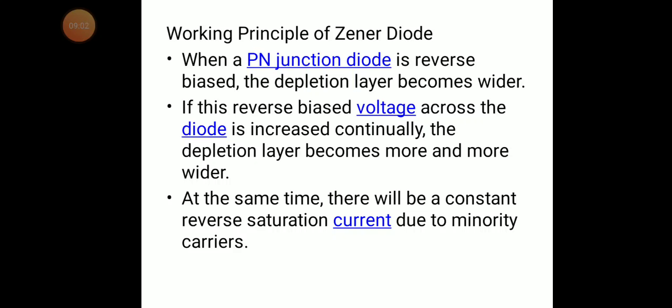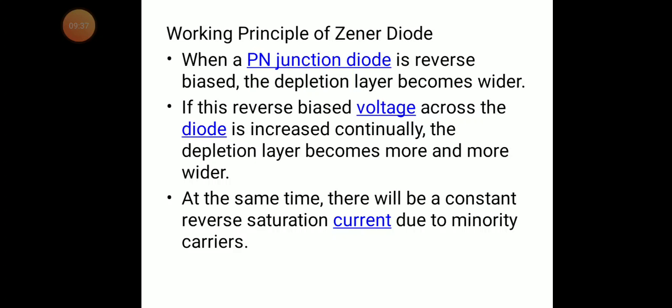What happens? Again, you apply more and more reverse bias to the PN junction diode. More and more holes and electrons are attracted towards the battery's positive and negative terminals. So when more free charge carriers are attracted towards the battery, the depletion layer width increases more and more. That is, it becomes more and more wider.